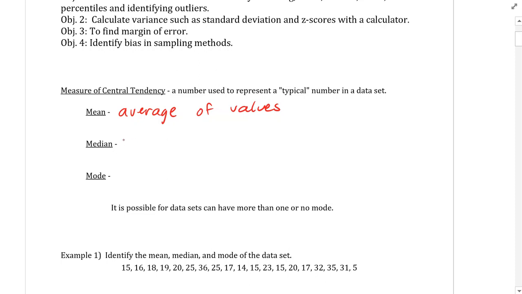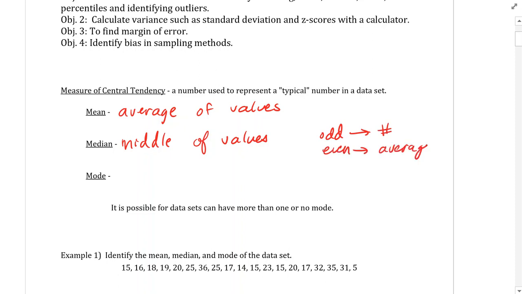The median is the middle number of the values. If there's an odd number of values, it's just that number. But if there's an even number of values, it's the average of the two middle. The mode is the most often. It is possible for data sets to have no mode or one mode or two modes.